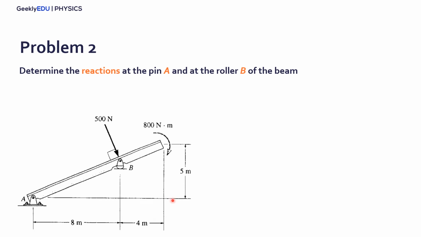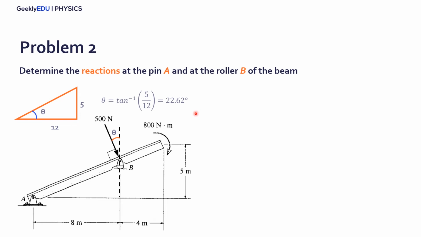Now let's start by calculating the angle we have here. It's an inclined beam, so we have this right triangle that is 12 by 5. We can calculate this angle by the tangent of the angle. This angle is the same here. So the tangent of this angle is 5 divided by 12, and the angle itself is 22.62 degrees.